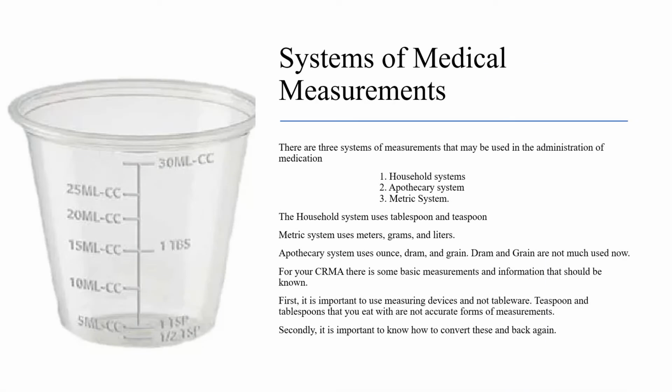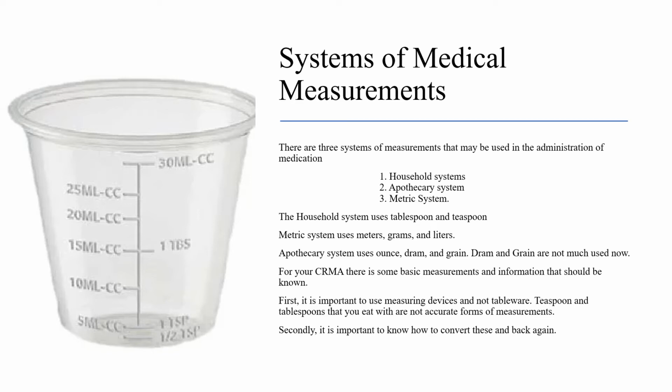So here we talk about the systems of medical measurements. There are 3 systems of medical measurements that may be used in the administration of medication. 1, household system, 2, apothecary system, and 3, the metric system. The household system uses tablespoon and teaspoon. The metric system uses meters, grams, and liters. Apothecary system uses ounces, dram, and grain. Dram and grain are not much used now.